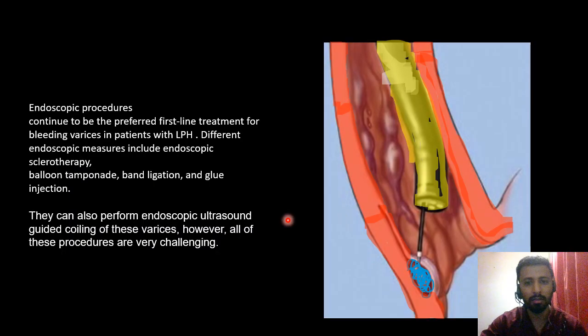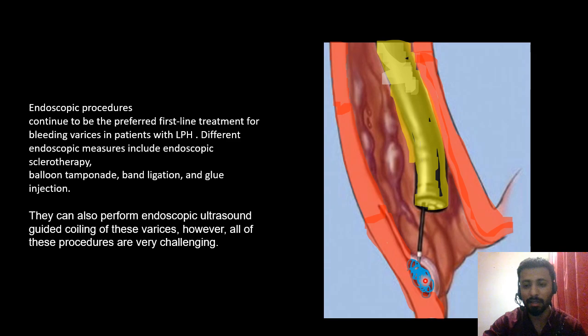Another option is that they can also go through the endoscope, put a needle inside the varices and inject some amount of glue. So the glue embolizes the varices and the patient stops bleeding.